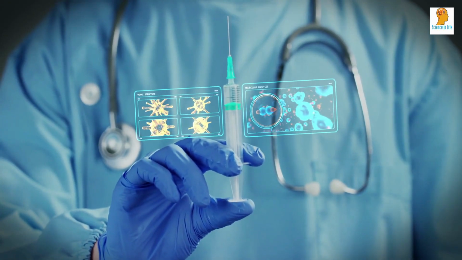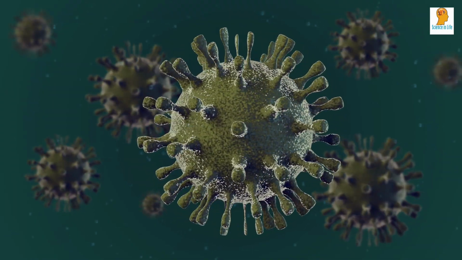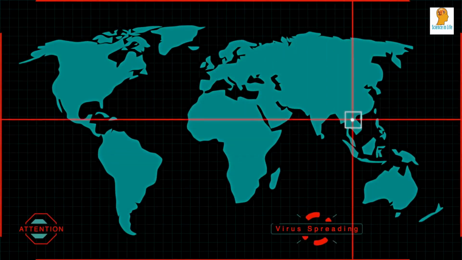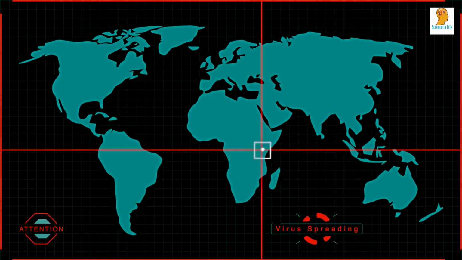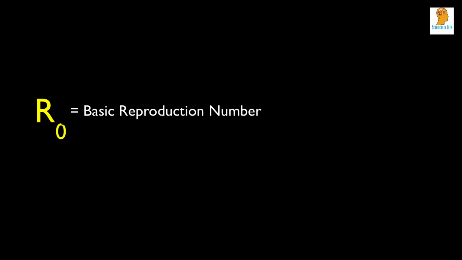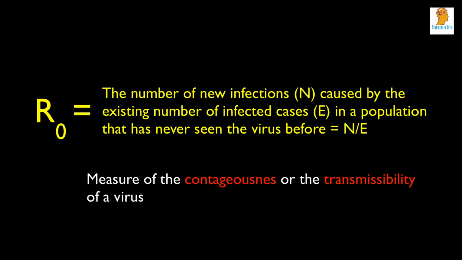When a new infectious disease like coronavirus emerges, health officials are curious to find out how the outbreak will spread. The spreading, or infectivity, is gauged by a basic reproduction number, called R0. R0 of a virus indicates the number of new infections caused by the existing number of infected cases in a population that has never seen the virus before. Basically, it is the contagiousness, or the transmissibility, of the virus.